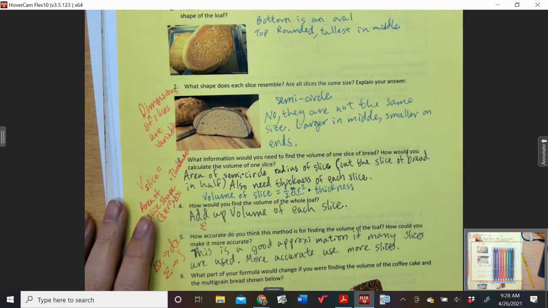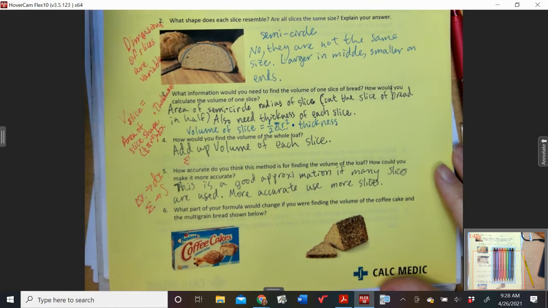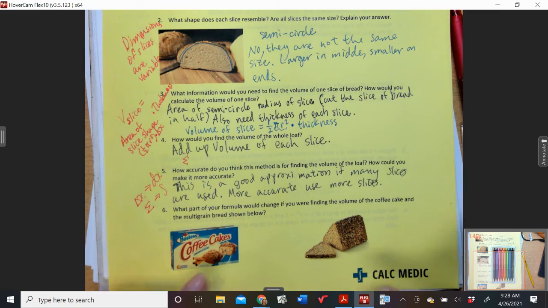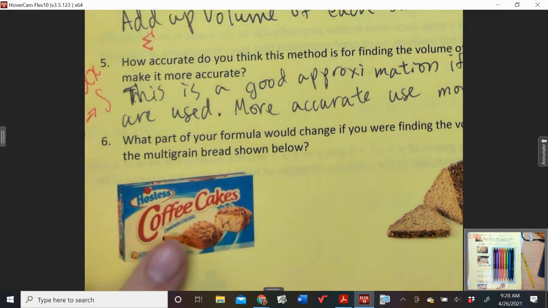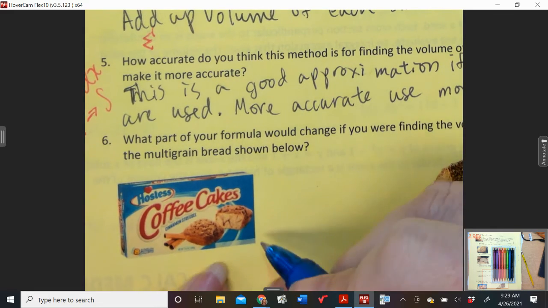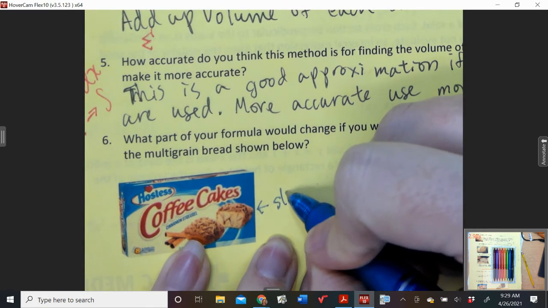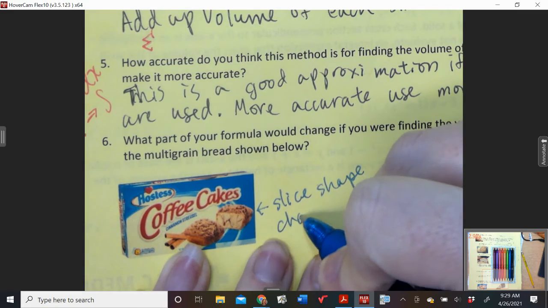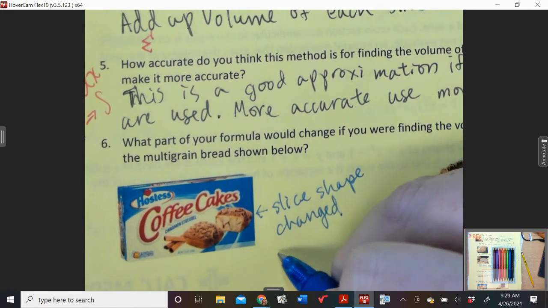So what if our bread changed shape? What if instead we're finding the volume of these coffee cakes you can buy from Hostess? If you look really closely, let's zoom into that Hostess picture for a minute. The shape of the slice is no longer round, and so the shape of our slice has changed, in this case to a rectangle.